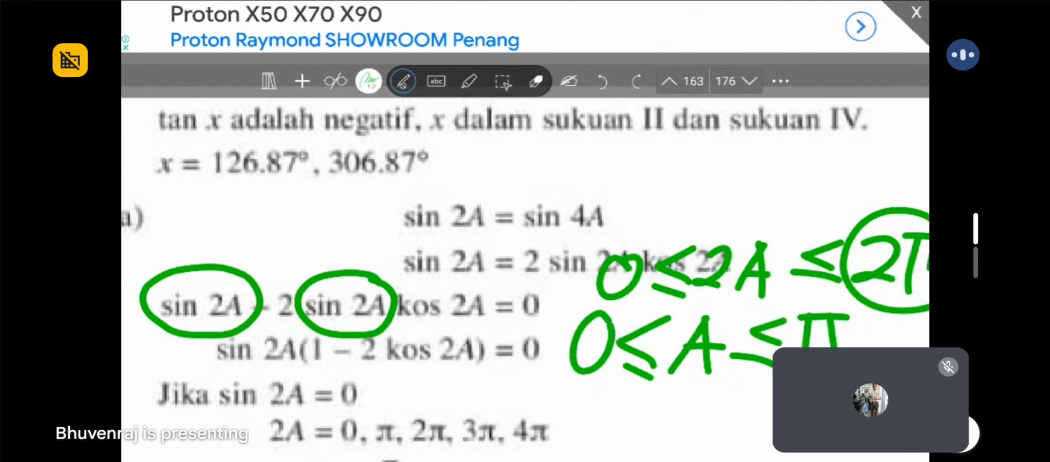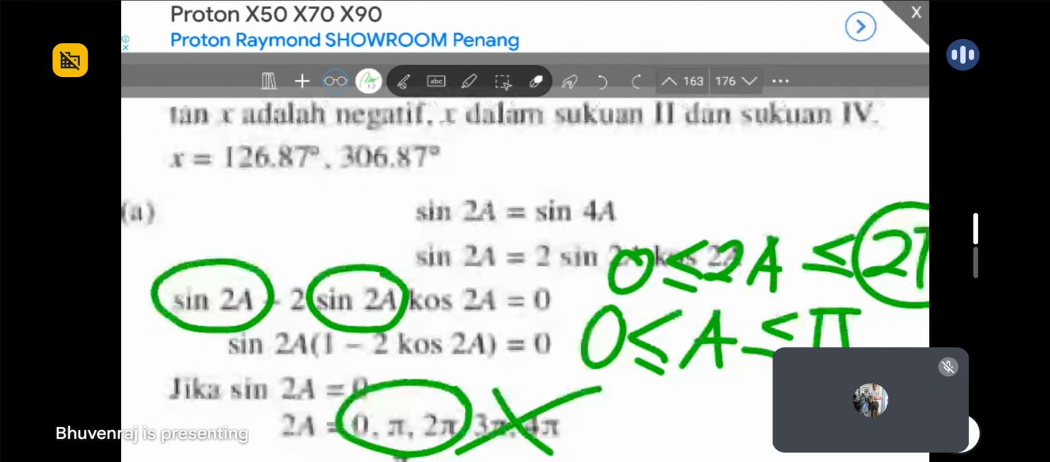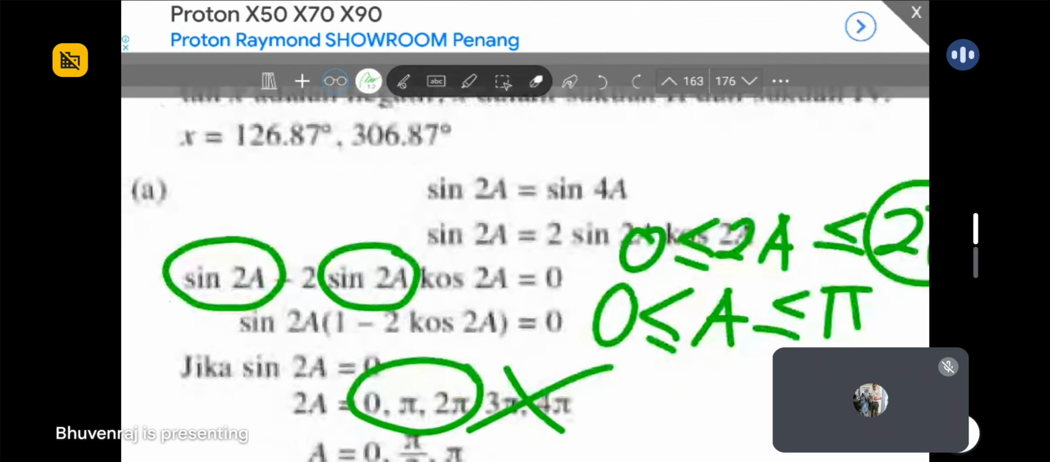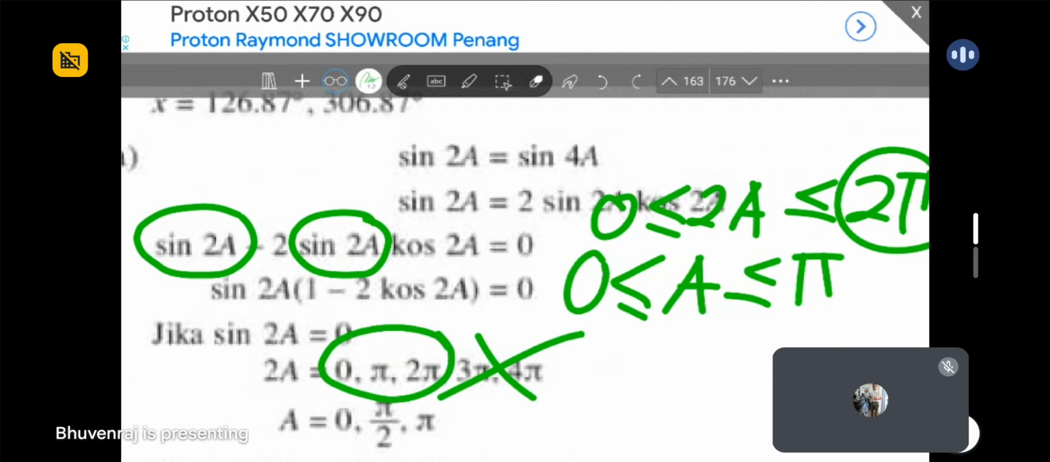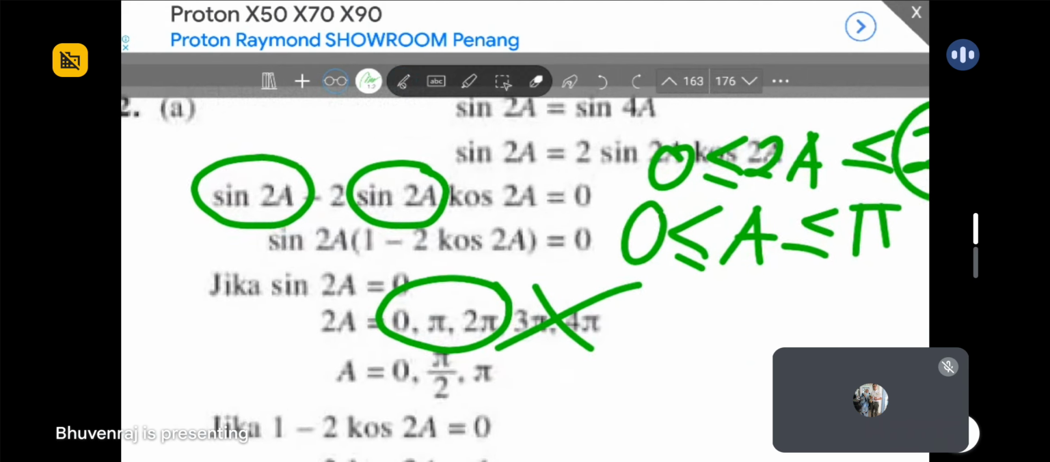Okay, so logically, kita akan ambil 3 ni sajalah for the answer. Okay, these two confirm tak boleh. Okay, because dia dah melepasi julat above the range for 2A lah. Okay, so A pun akan melepasi. Okay, so that's why we can conclude that A, we only take the first three value. 3 nilai pertama dan bahagi 2. Okay, so 0, pi over 2, pi. Okay, so this first information.